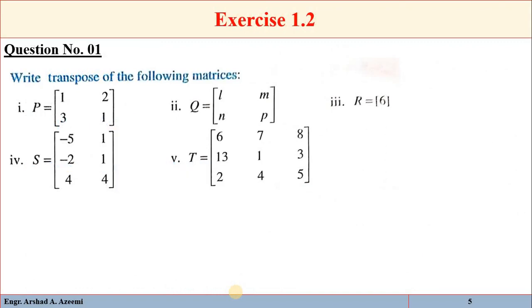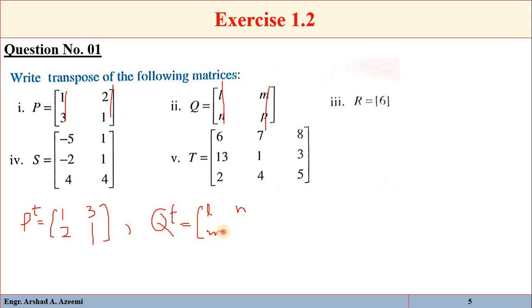Now let's come to exercise 1.2. Question number 1. Write the transpose of the following matrices. The first one, the transpose of the matrix P, will be equal to interchanging the rows into columns. So this column is interchanged into a row, and another column, this 2 1, into another row. So this is the transpose of P. Similarly, the transpose of the second one: interchange this column into a row, that is L N, and interchange this column into a row, that will be M P. So this is the transpose.